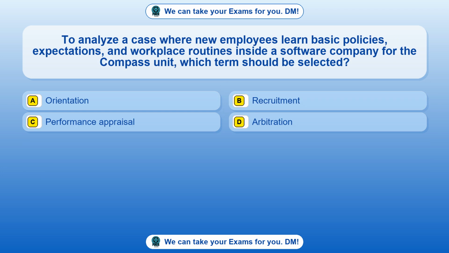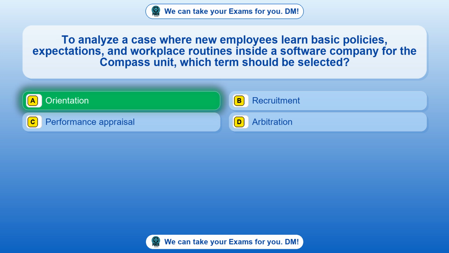Question 12. To analyze a case where new employees learn basic policies, expectations, and workplace routines inside a software company for the compass unit, which term should be selected? Option A, orientation. Option B, recruitment. Option C, performance appraisal. Option D, arbitration. The correct answer is option A, orientation.